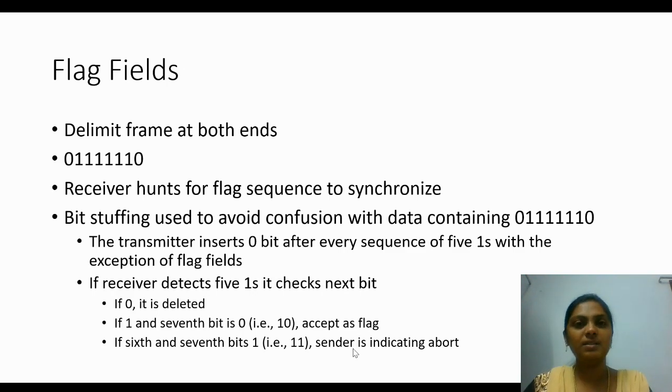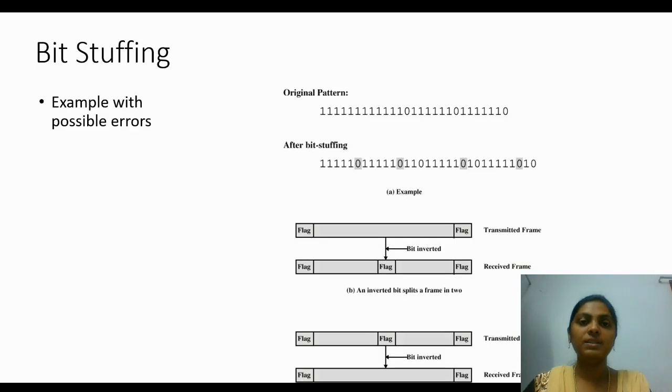This picture shows an example of the bit stuffing process. Let's take this as the original data pattern, since it has continuous ones. After every fifth one, a zero is added and sent for transmission. At the receiver end, the added zeros are removed and the actual value is obtained. This is the bit stuffing process.